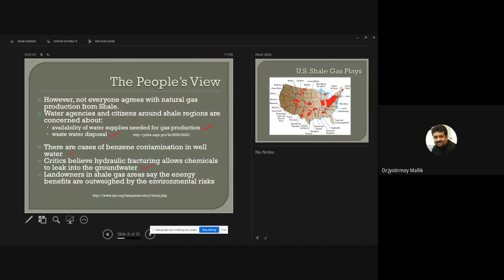Landowners in shale gas areas say the energy benefits are outweighed by the environmental risks. That's always a thing for debate: whether we need energy, and while you take that energy out, the amount of environmental impact that you cause. There must be a balance, and people think that because the size of shale gas operations is so large, this perhaps has more environmental impact than conventional oil and gas.